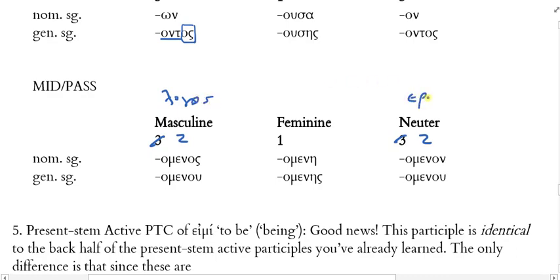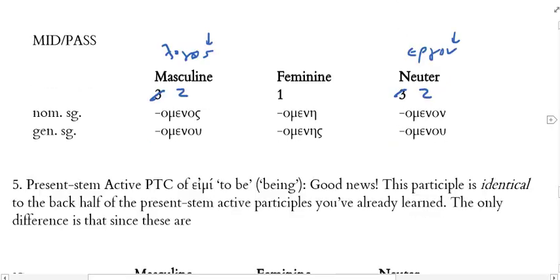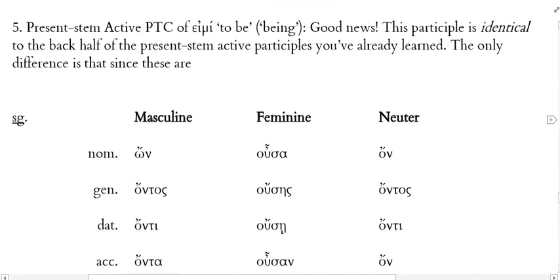Ergon also has an omicron stem, but in their lexical forms, which is the nominative singular, we have sigmas versus nous. All right? Okay, so let's look at point number 5 here. Basically, all of this is summarizing the Mounce chapter, simplifying in some ways. Let's talk about the present stem active participle of eimi, the verb to be. And so a translation for that participle would be "being."